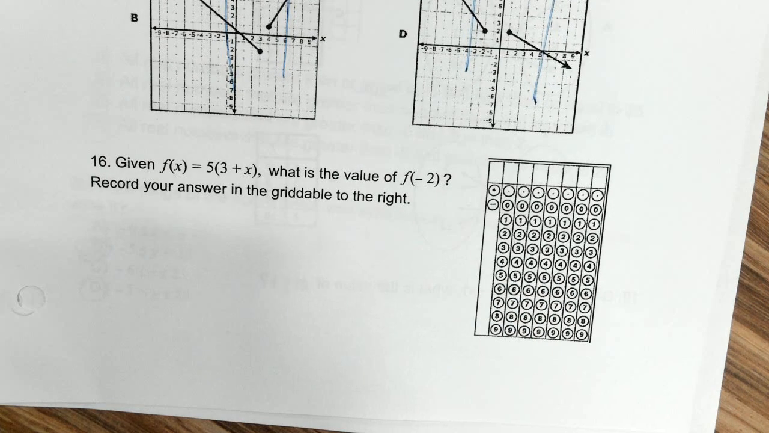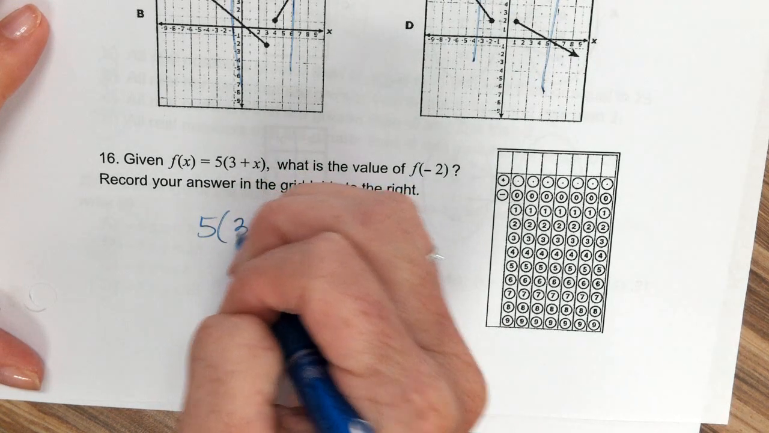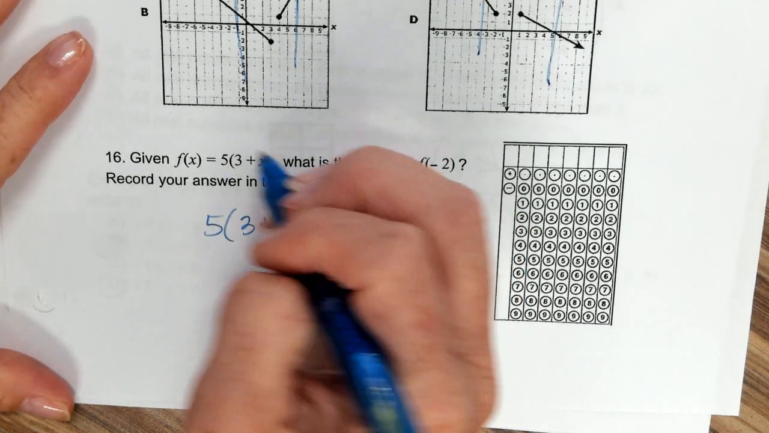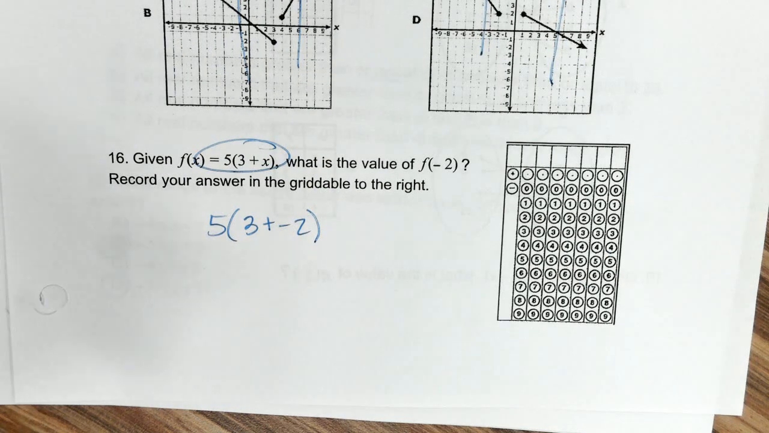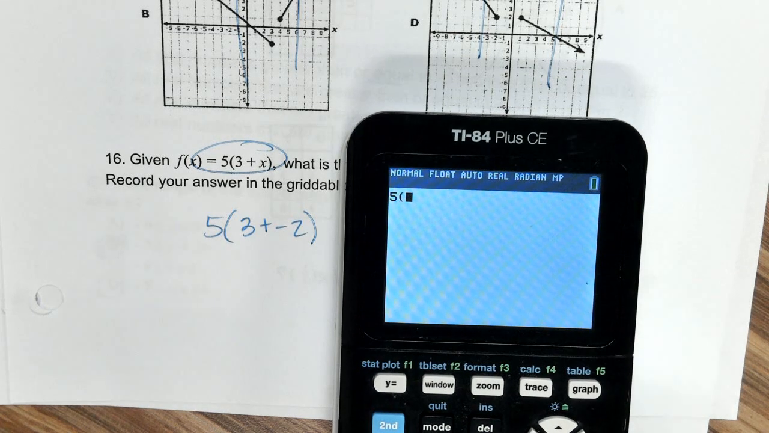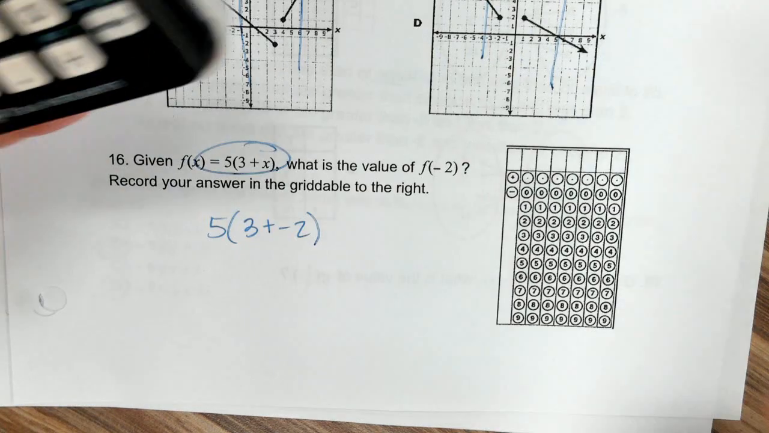Number 16, given f of x equals 5 times 3 plus x, what is the value of f of -2? You have two options. You could do this yourself by just plugging it into your calculator. So you would just say, what is 5 times 3 plus the value of x is -2? Or you could go to y equals and put this in and get the output. So either way would work. If you do it this way, you would just say 5 times 3 plus -2, and the answer is 5.